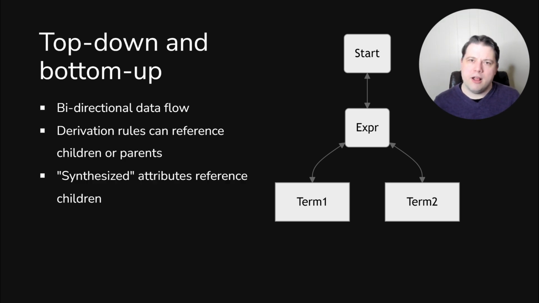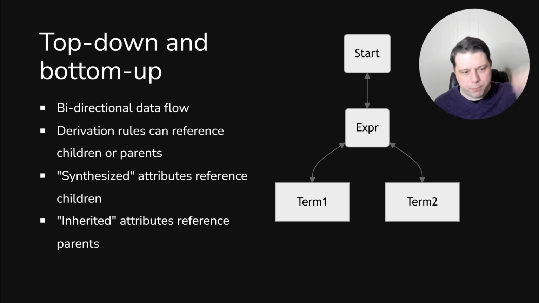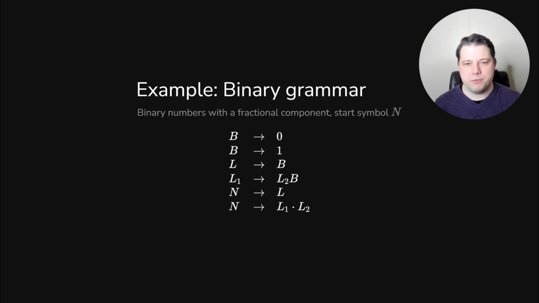And so the terminology that's used here is that if you're referencing the children of the current node, then it is a synthesized attribute. And if you reference your parents, then it's an inherited attribute. So if it's top down, that's inherited attributes. If it's calculated bottom up, then it is a synthesized attribute. That's just the convention for this area.